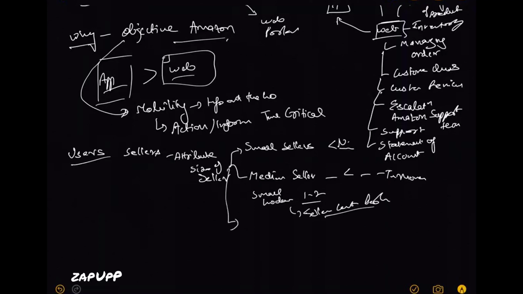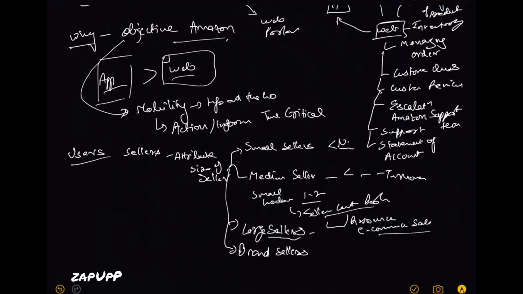The third kind of sellers are the large sellers, and next is the brand sellers. Large sellers are, let's say, those t-shirt manufacturers or sari manufacturers who manufacture and sell their product not only on Amazon but also on wholesale markets to different retailers. So they'll have a large facility where they'll have a couple of resources to help them manage their e-commerce sale. So they'll have probably 3 to 4 people helping them.